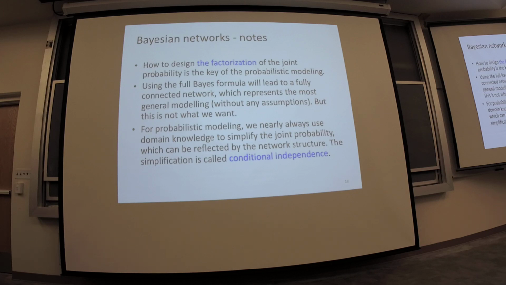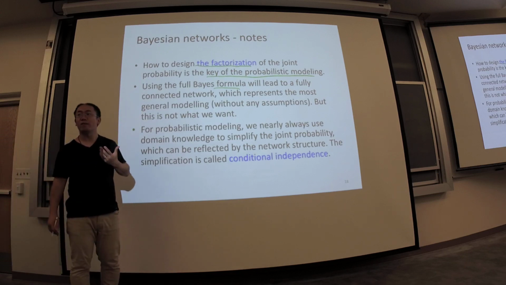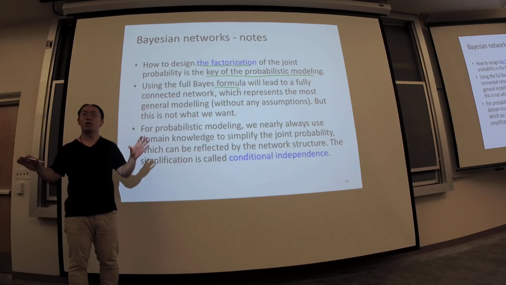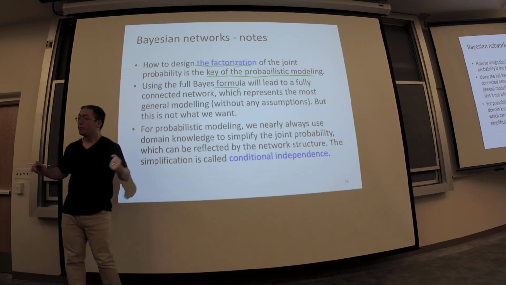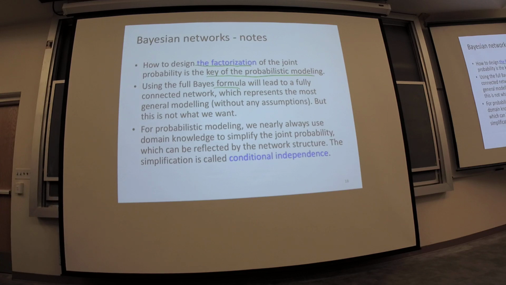So how to design a factorization of your joint probability is actually the key of the probabilistic model. If you do not have any assumption, belief, or knowledge about how to factorize it, you can use the full Bayes rule to factorize it. That means your model does not contain any special information. In other words, it might be useless. If you do not incorporate any special structure or assumption about factorization and use the full Bayes rule to factorize your joint distribution, you end up with a fully connected Bayesian network.